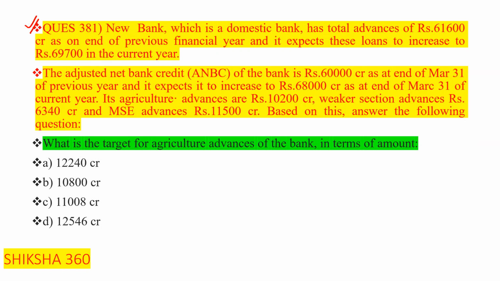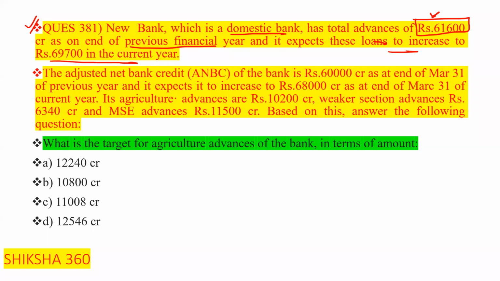So let's discuss New Bank. It is the name of a bank, a domestic bank, which has total advances of 61,600 crore as at the end of the previous financial year, and it expects its loans to rise to 69,700 crore in the current financial year. Clear?